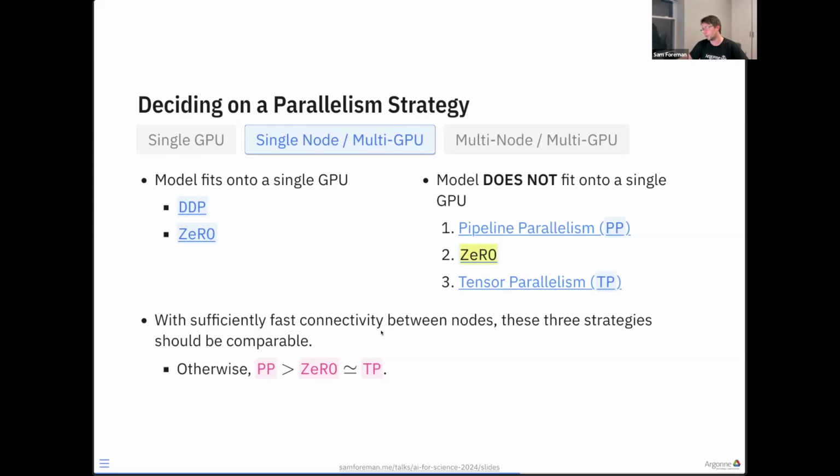Again, this is very dependent on the connectivity between nodes, but typically pipeline parallelism is going to be faster than ZeRO or tensor parallelism, just because each step in the forward pass isn't going to require communication from the outside. And so it's typically a bit faster. But again, it's going to vary a lot depending on the connectivity that you have between nodes.